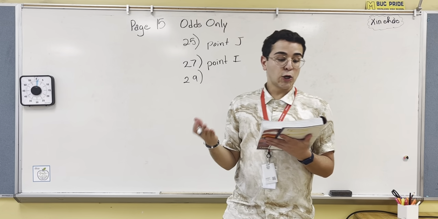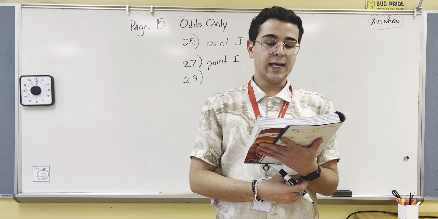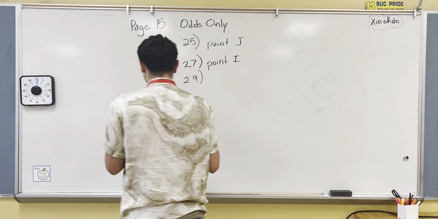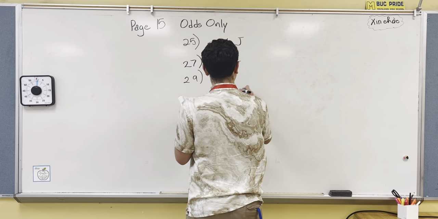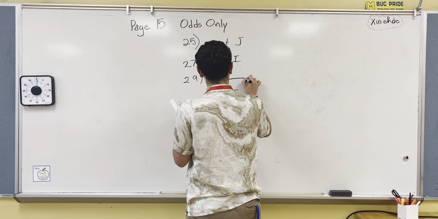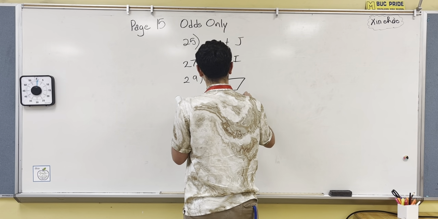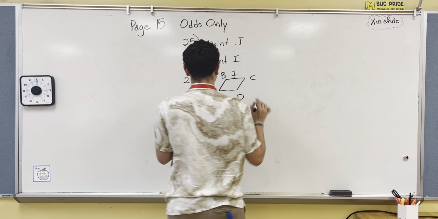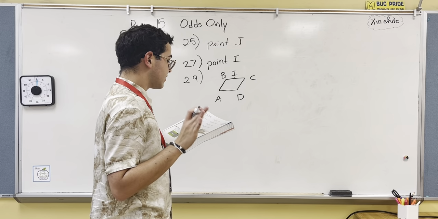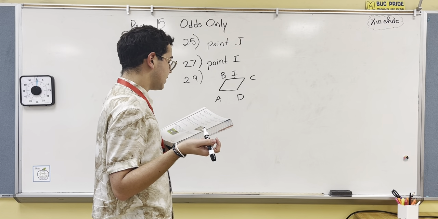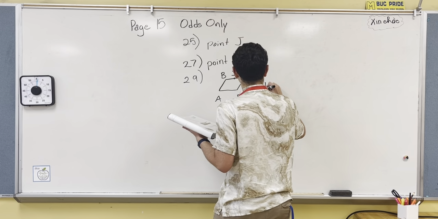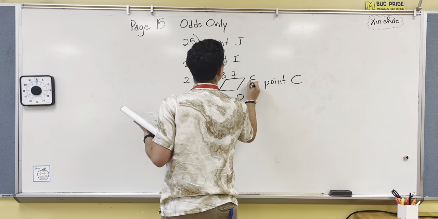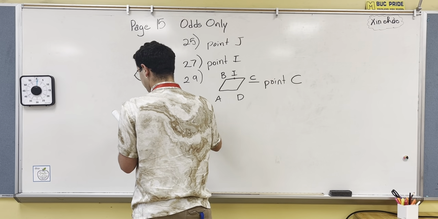Name a point that is coplanar with D, A, and B. So first we have to find the plane that has points D, A, and B. D, A, and B are located on the top of the cube with A, D, C, B, and I. So any other points on this plane are coplanar to D, A, and B. So let's choose point C. Point I is also an appropriate answer.